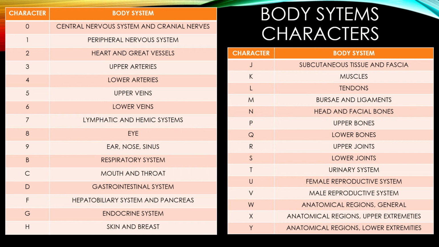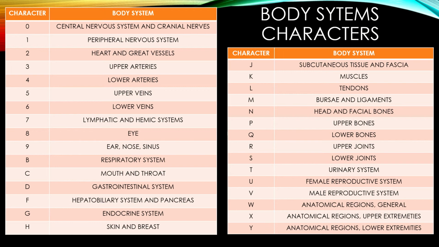The second character in an ICD-10 PCS code represents the different body systems. So these characters are as follows. 0 is central nervous system and cranial nerves. 1 is peripheral nervous system. 2 is the heart and great vessels. 3 is upper arteries. 4 is lower arteries. 5 is upper veins. 6 is lower veins. 7 is lymphatic and hemic systems. 8 represents the eye. 9 is the ear, nose, and sinus.